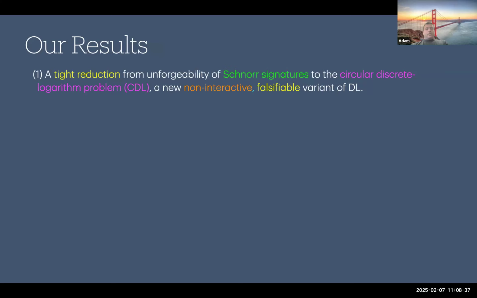You don't need to know exactly what this means, but I just wanted to give an overview of our results, so you know where this talk is heading. We give a tight reduction from unforgeability of Schnorr signatures to a new problem that we call circular discrete logarithm. The best result here would be to give a tight proof under discrete log. We introduced a slight variant of discrete log and give a tight proof to that. So we don't close the story on tight security, but we get closer.